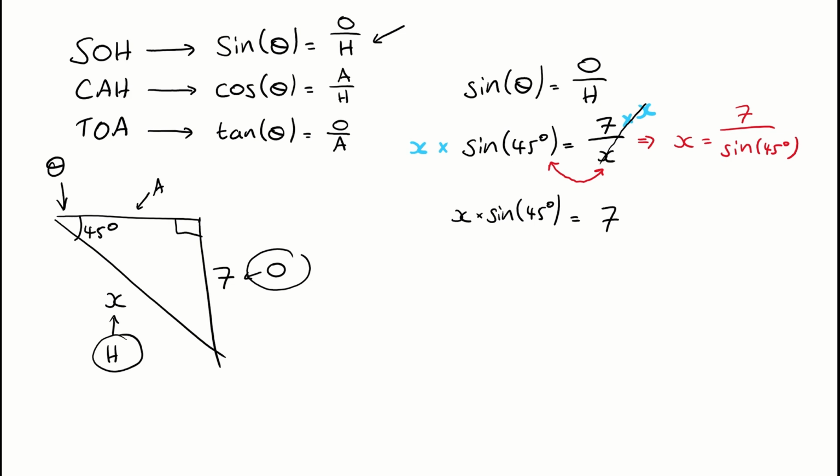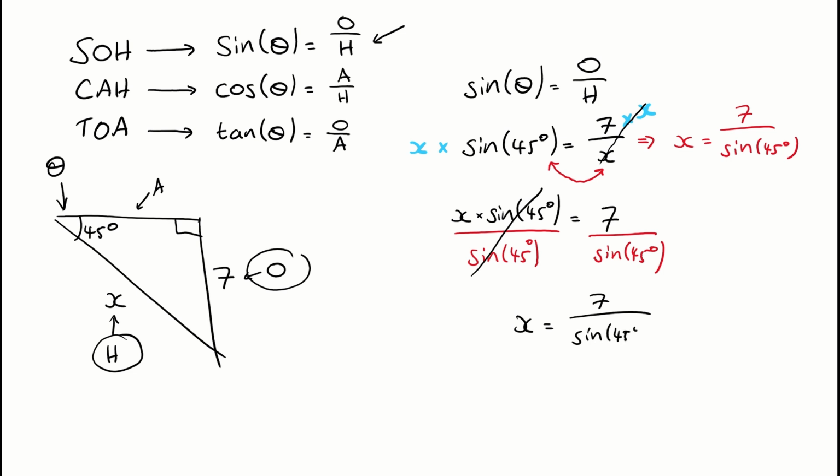Now to solve this equation, what's with my x that I don't like? Well, it's that sine of 45 degrees. So I can divide now by sine of 45 degrees. Divide this side by the sine of 45 degrees. I see that they cancel, and I'm left with x is equal to 7 divided by the sine of 45 degrees, which is exactly what I see up here.